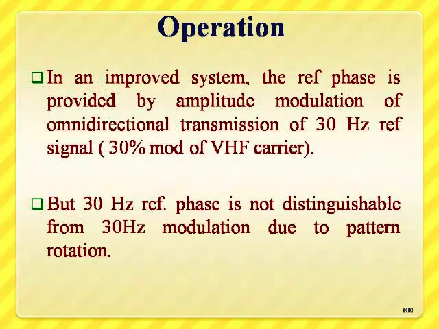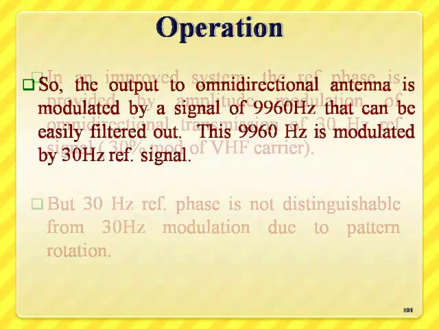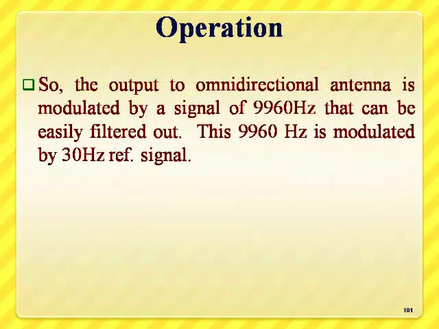In an improved system, the reference phase is provided by amplitude modulation of omnidirectional transmission of 30 Hz reference signal. This modulation will have 30% depth, but 30 Hz reference phase is not distinguishable from 30 Hz modulation due to pattern rotation. So the output to the omnidirectional antenna is modulated by a signal of 9960 Hz that can be easily filtered out. This 9960 Hz is modulated by the 30 Hz reference signal.